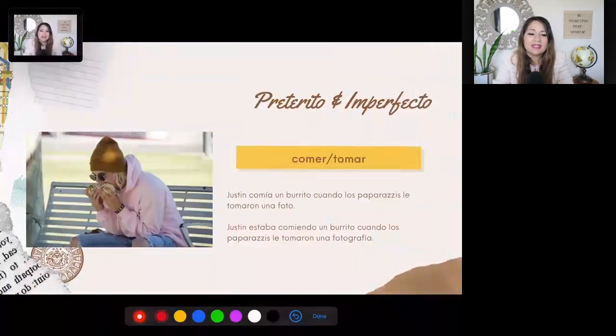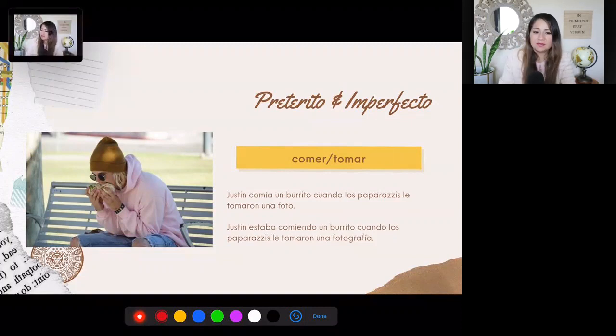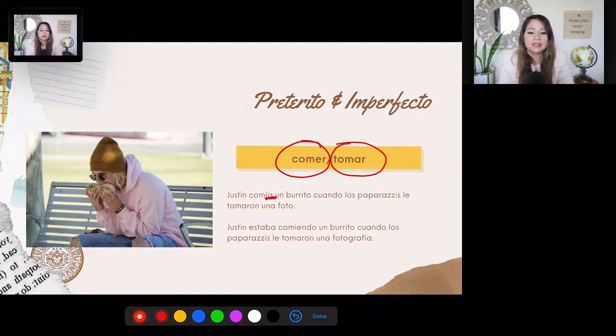Okay, here, aquí tenemos a Justin Bieber. Es muy famoso, un cantante famoso de Canadá. Justin, let's see what was happening. So we have the verb comer and tomar. Justin comía, so he was eating, not just he ate, but he was eating. It was ongoing, imperfect. Comía un burrito cuando, so when, the paparazzis le tomaron una foto. So they took a picture of them.